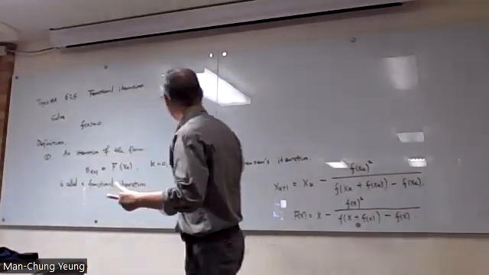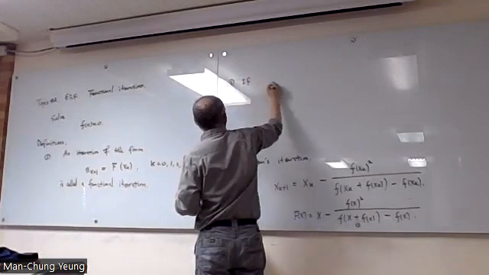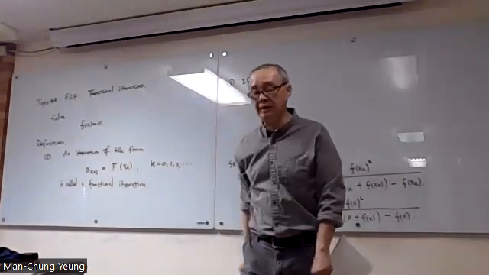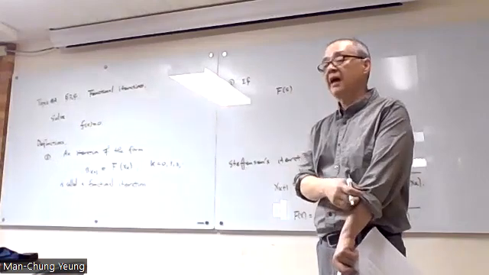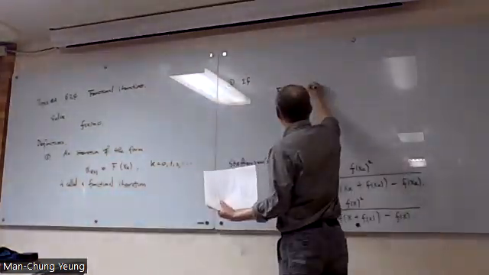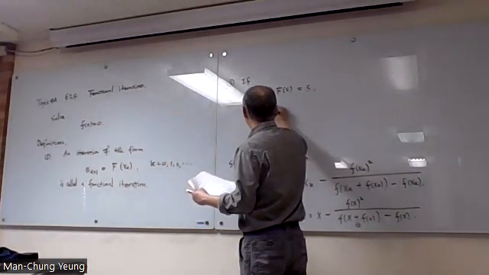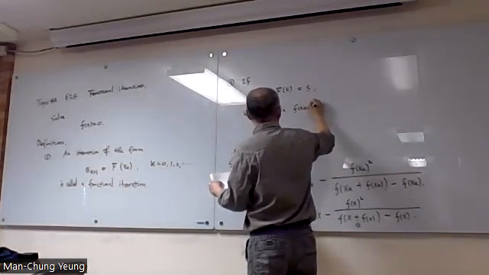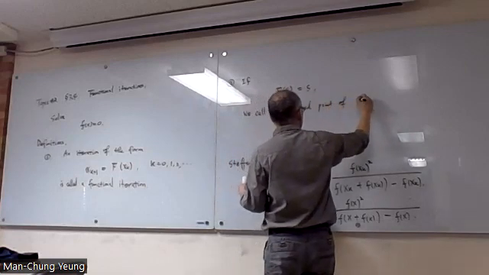The first part, number 2. If capital F and some number s satisfy F(s) = s, we call s a fixed point of capital F.